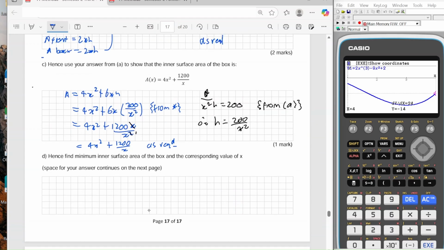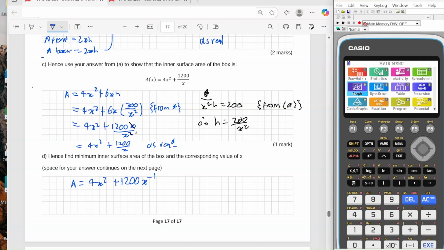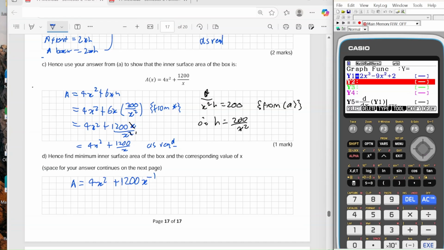All right, find the minimum surface area. So area is 4x squared plus 1200 x to the minus 1. I'm going to write it, and let's get that graphed. So if we go into graph here, we're just going to delete out the old graph. 4x squared plus 1200x to the power of negative 1, or 1200 over x if you want.